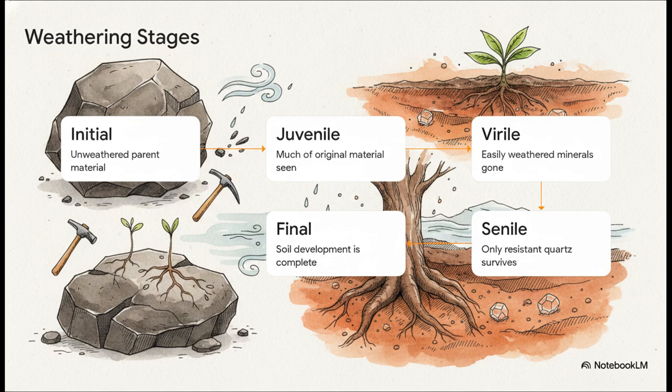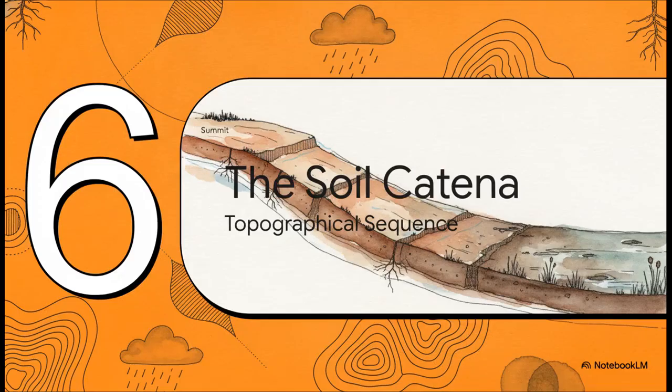By the virile stage, all easily weathered minerals have been completely decomposed, but the senile stage is where it gets really fascinating. At this point, the soil has been weathered so extensively that only the absolute most resistant minerals, like quartz, manage to survive. Finally, it reaches the final stage, where soil development is considered totally complete under the prevailing environmental conditions.